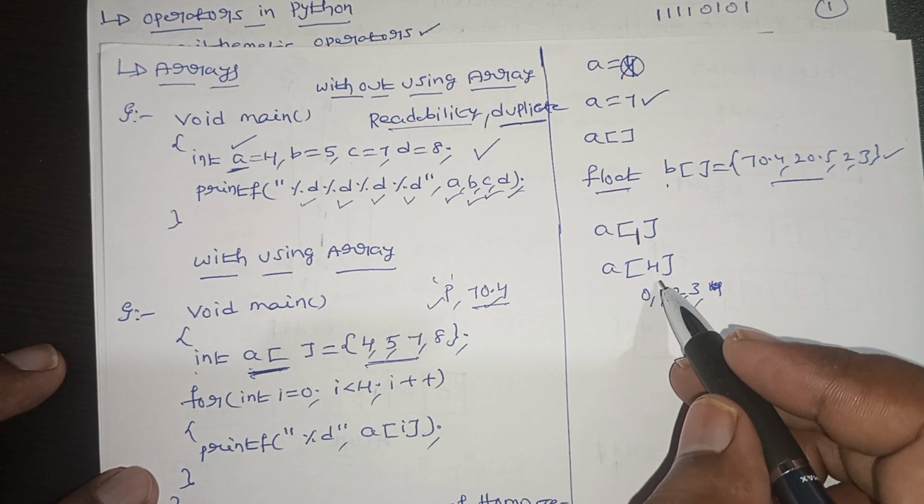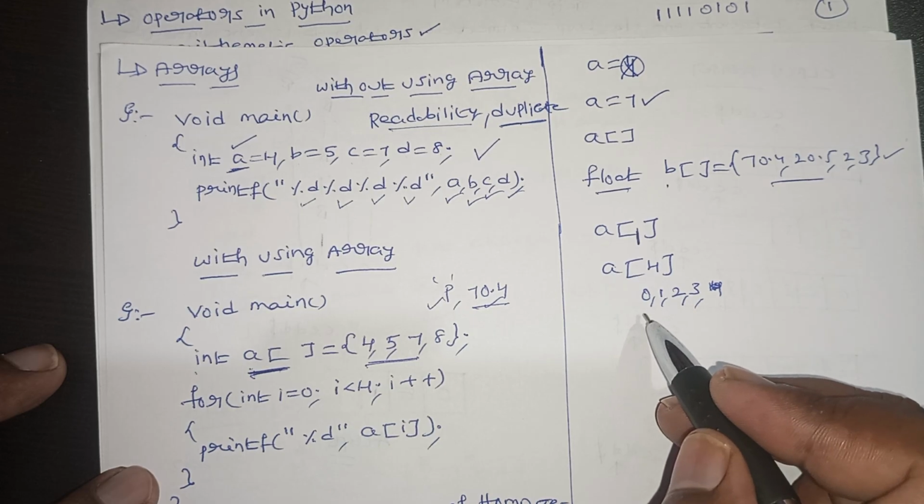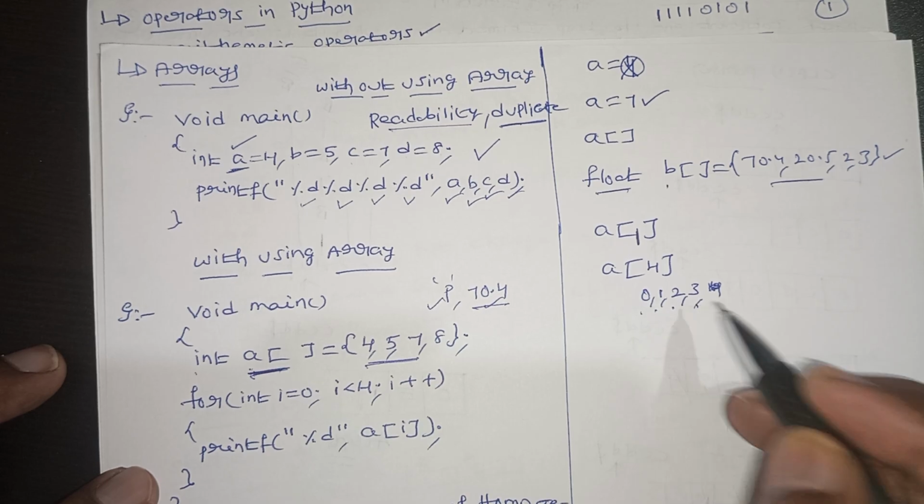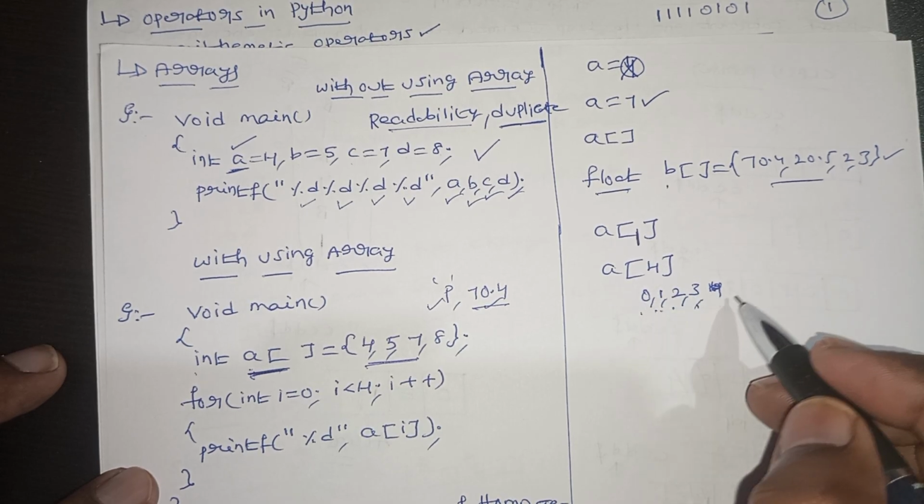4 means you have to count like this: 0, 1, 2, 3. Don't count 1, 2, 3, 4 for the index, although writing it that way is also valid.